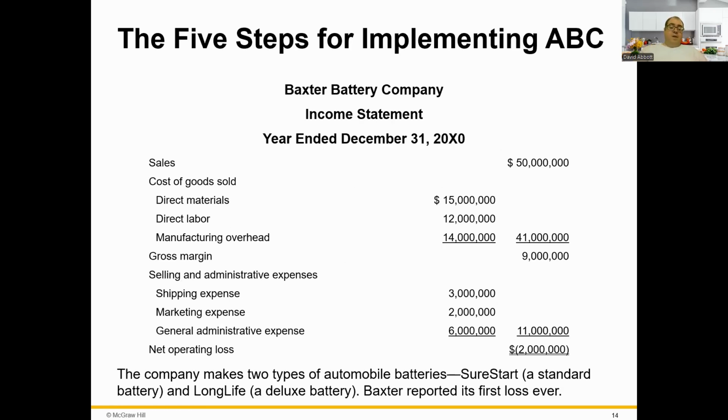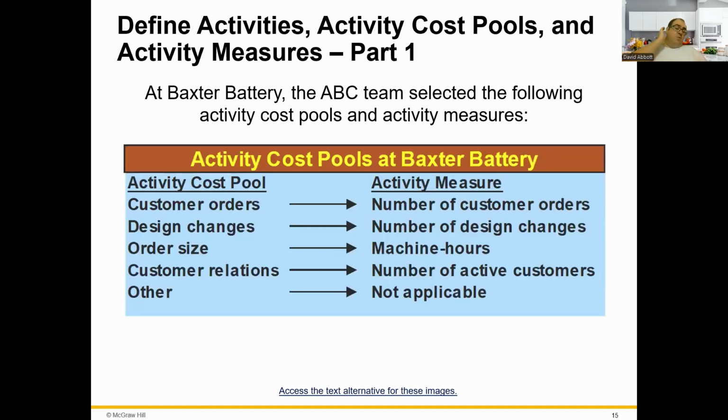So, the 5 steps in implementing ABC, and we're going to walk this through looking at Baxter Battery Company. The company makes 2 different types of automobile batteries, a Sure Start, which is a standard battery, and a Long Life, which is a deluxe, higher quality battery. The company has reported its first loss ever, of $2 million, as shown on the income statement on the screen. So the first thing we need to do is define the activities, the activity cost pools, and the activity measures.